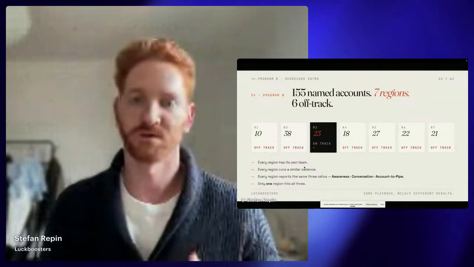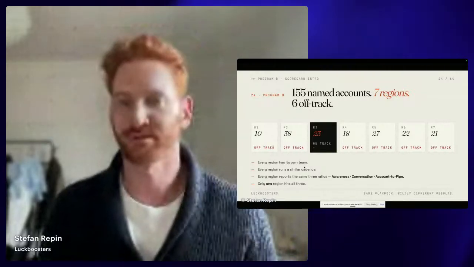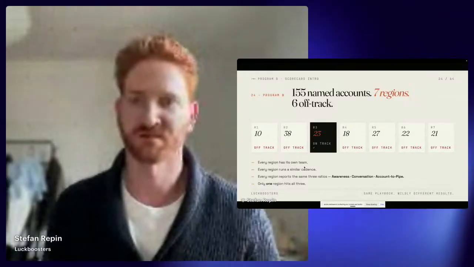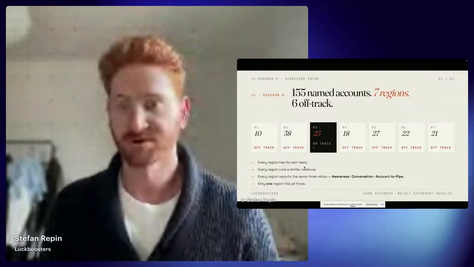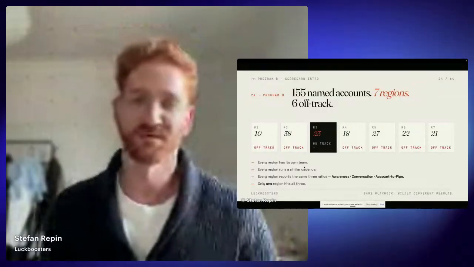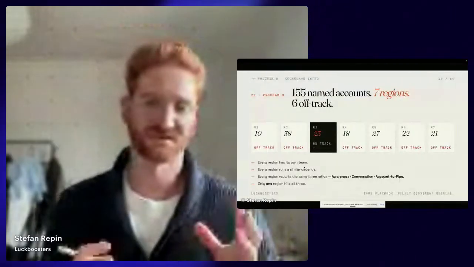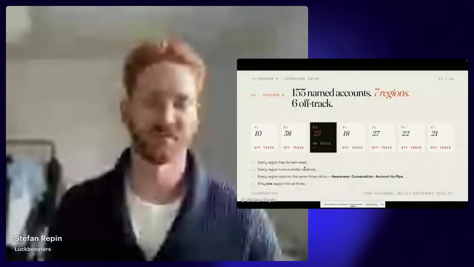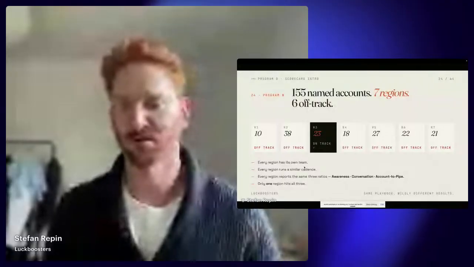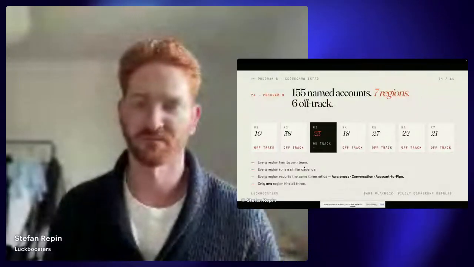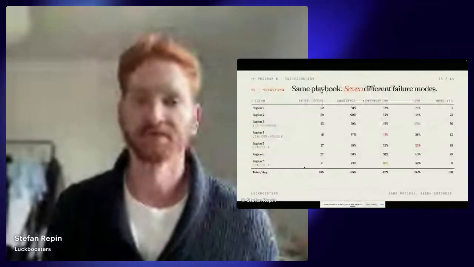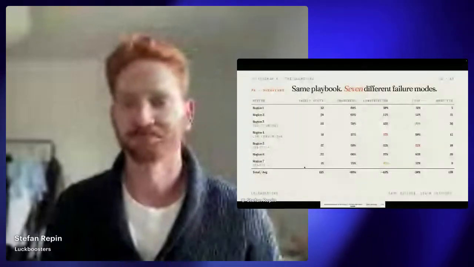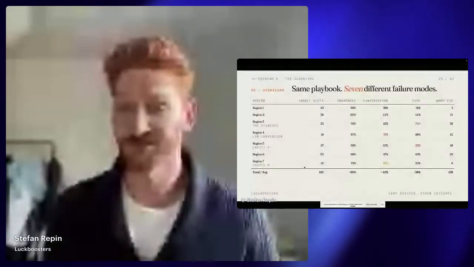Okay, so let's look into this. Program B: 155 named accounts, 7 regions, 6 are off track. Every region has its own team and similar cadence, and they have the same 3 ratios: awareness, conversation, account to pipe. Only one hits all of them; 6 do not. 7 playbooks, 7 different failure modes. This is interesting. So region 1, you see the numbers.